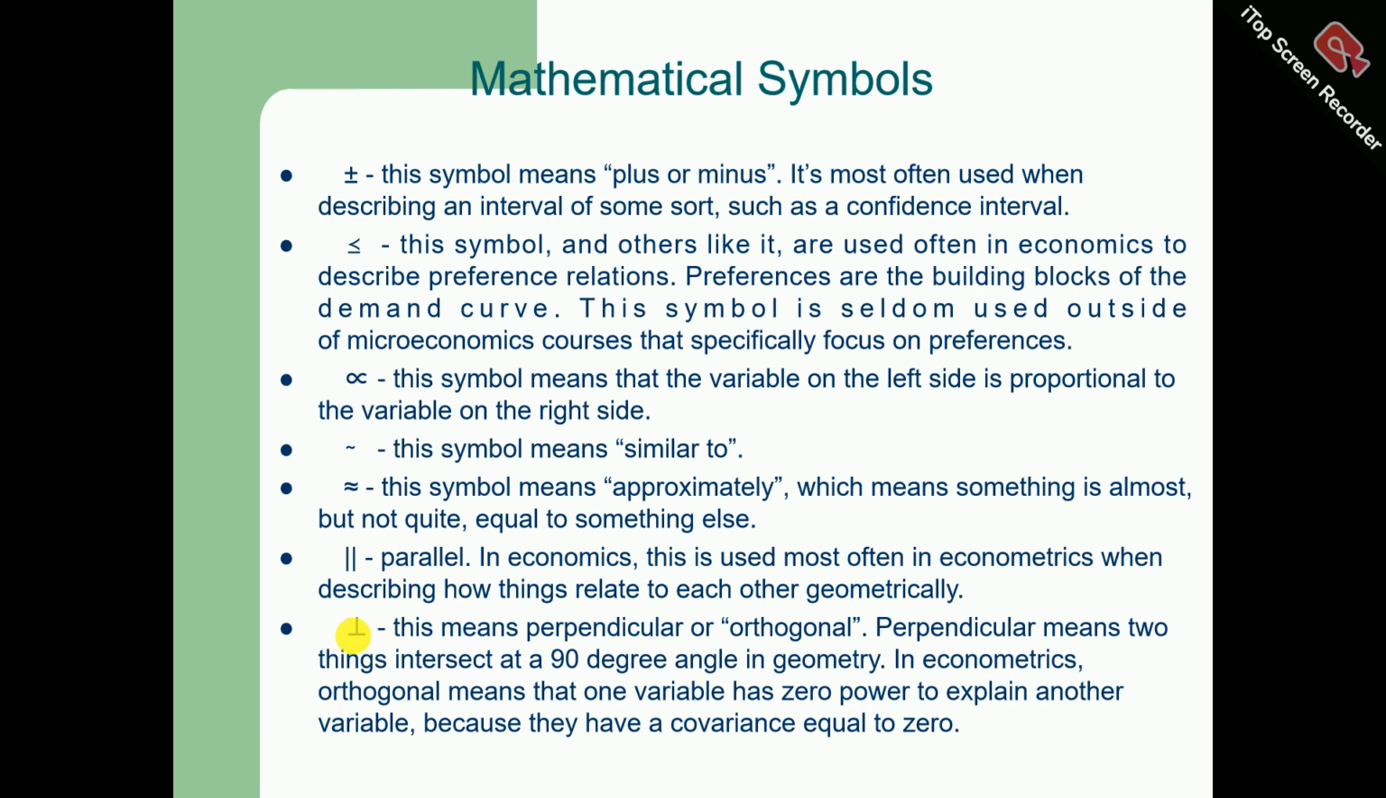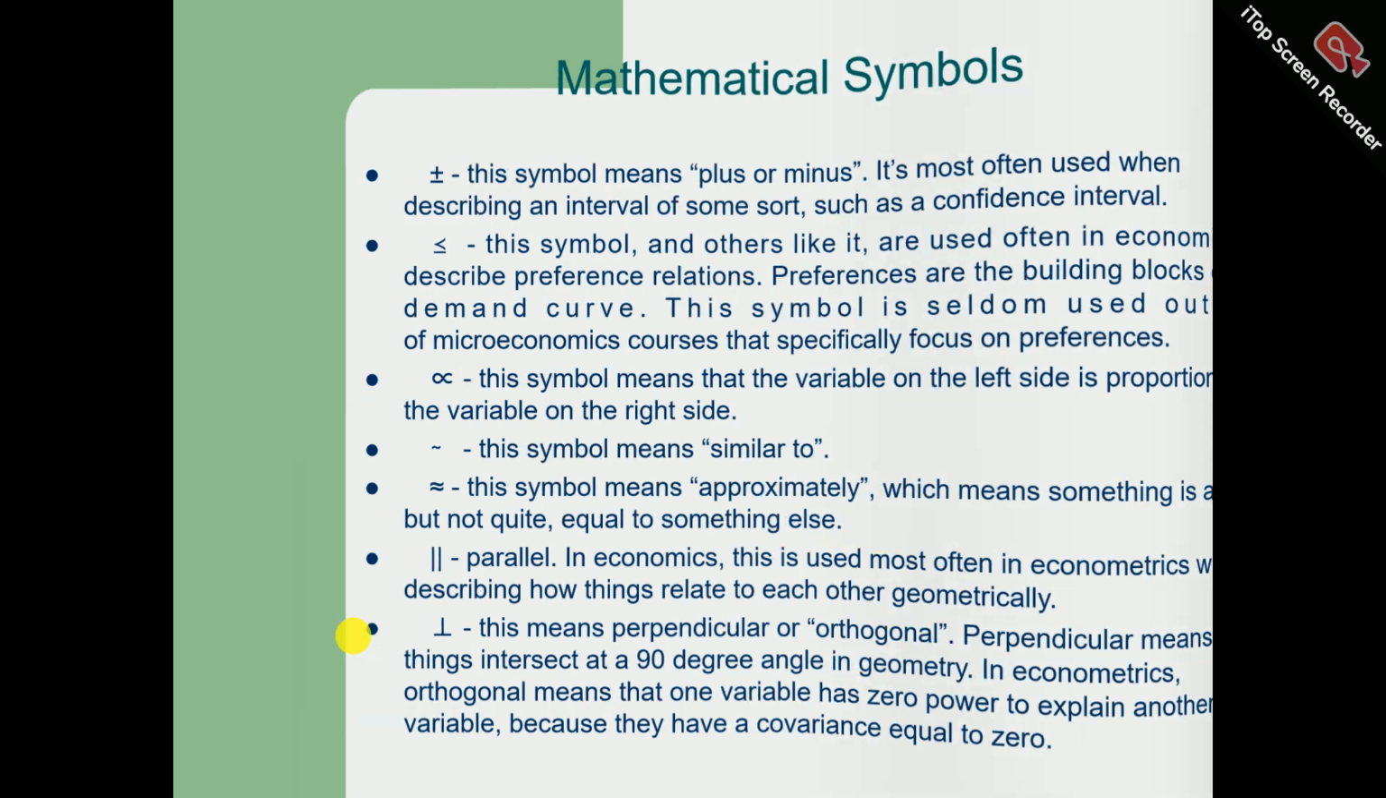This symbol is perpendicular or orthogonal. Perpendicular means two things intersect at a 90-degree angle in geometry. In econometrics, orthogonal means that one variable has zero power to explain another variable because they have a covariance equal to zero.